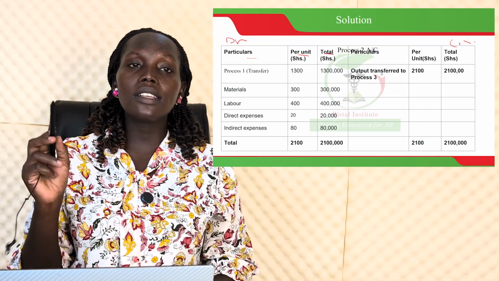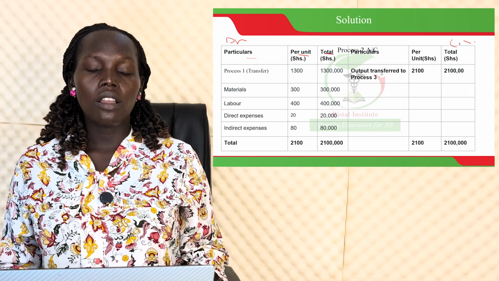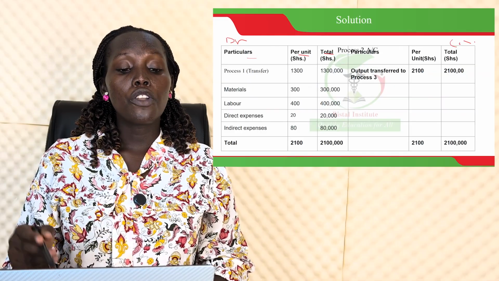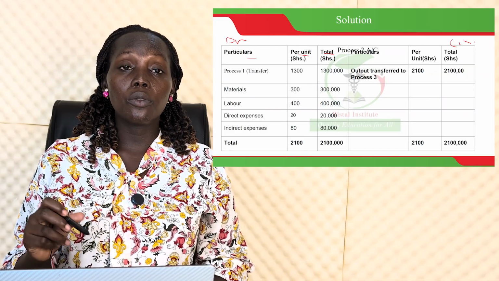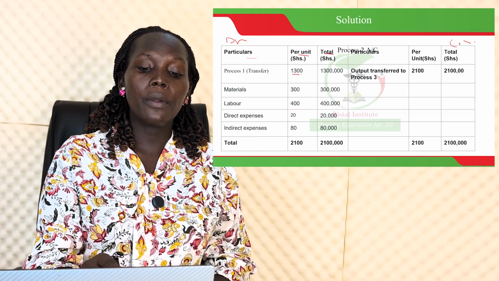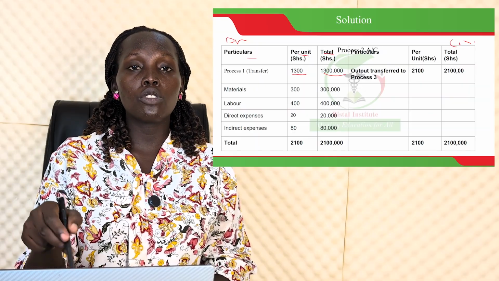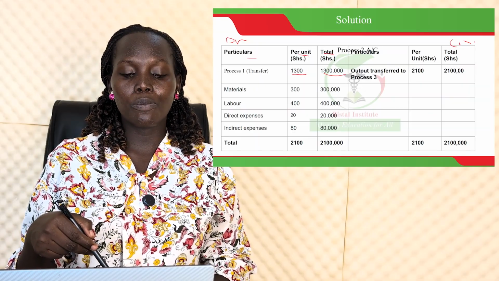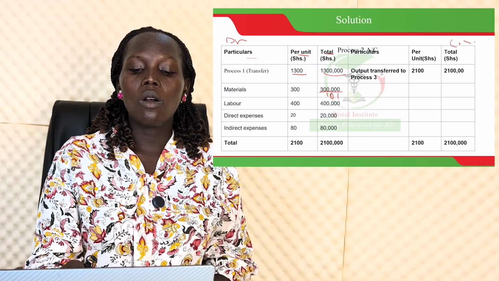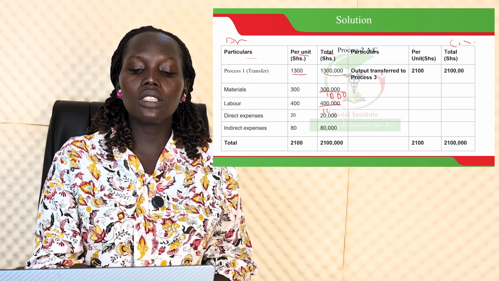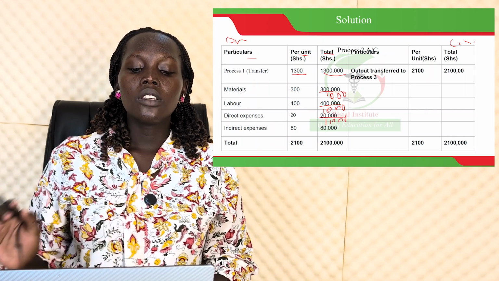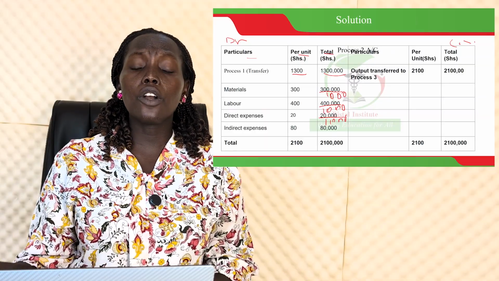So we say that process 1 transfer. The finished goods, or the finished stock, for process 1 is the one that we bring as the raw materials for process 2. So that's why we are putting the unit and then the amount for the finished products of process 1. The material they gave us, we have 300 divided by 1,000, which we get that, and also this we get the same, and then also this one we do the same. For indirect expenses we also do the same.